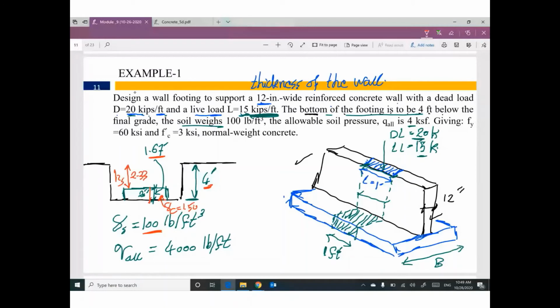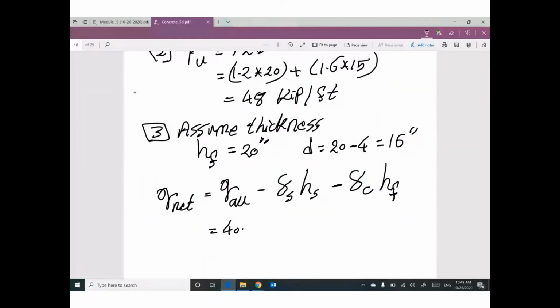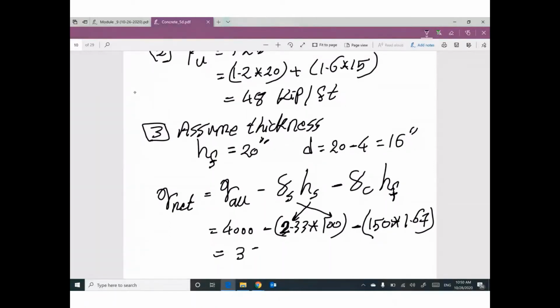So Q net is 4,000 minus gamma soil 100 times H soil 2.33, minus gamma concrete 150 times H footing 1.67. So I can figure out the value of Q net. This one is 3,516.5 pounds per square foot.